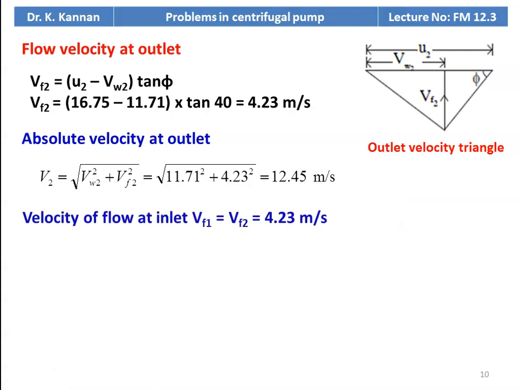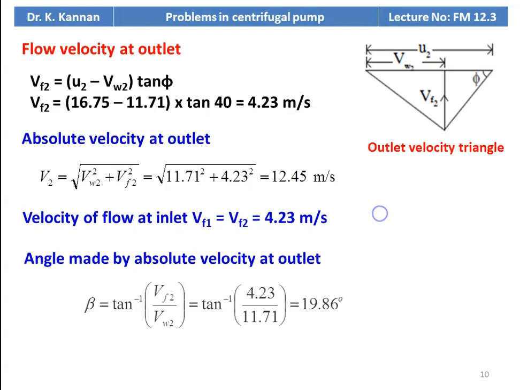And the flow velocity at the inlet is equal to outlet. So VF1 equal to VF2, which is 4.23 meters per second. And the angle made by the absolute velocity at the outlet, this angle is beta. So tan beta equal to VF2 divided by VW2, so beta is tan inverse of VF2 divided by VW2, which is tan inverse of 4.23 divided by 11.7 equal to 19.86 degrees, and this angle beta is the angle of the absolute velocity at the outlet.